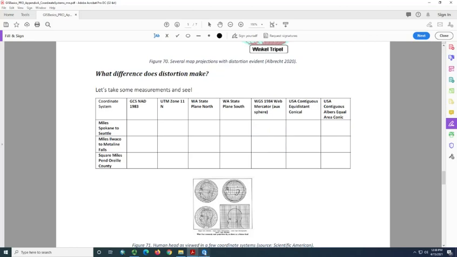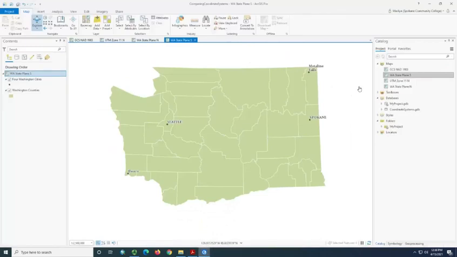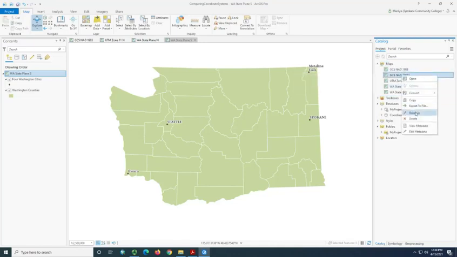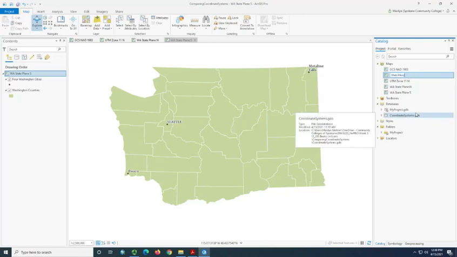Let's take a look at what we see when we put a map in that projection. So let's rename this one Web Mercator Auxiliary Sphere. So that's going to be WGS 1984 too.